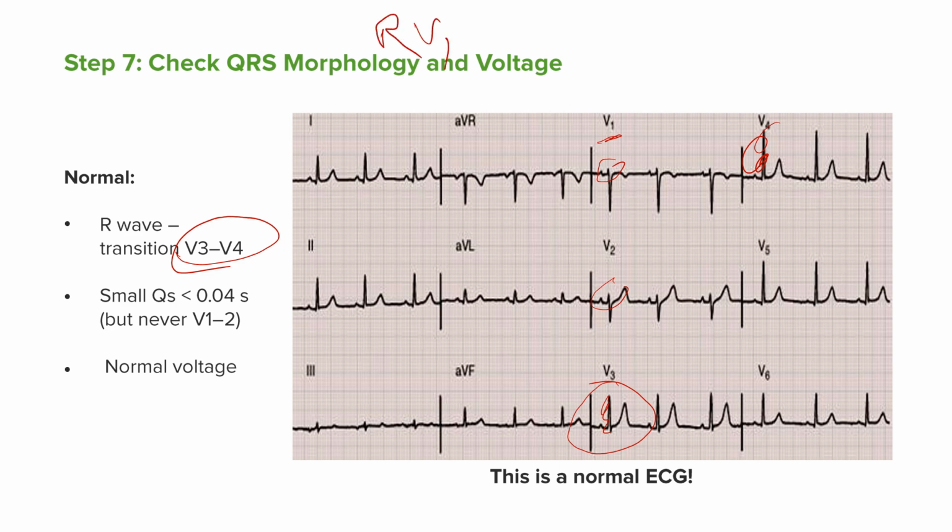R wave in V1 and S wave in V6 will show you right ventricle. S wave in V1 and R wave in V6 will show you left ventricle.